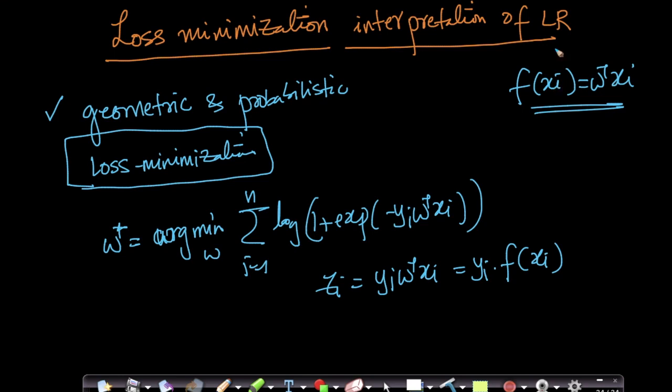Your classification function, the function that determines whether you're positive class or negative class, is nothing but w transpose xi. So some people write this as zi. Some people also write it as yi into f of xi, right? If they don't want to explicitly say it's logistic regression, it could be any function. For logistic regression, it happens to be w transpose xi. So this is our optimization problem, and we'll try to arrive at this from a completely different perspective called the loss minimization framework or the loss minimization interpretation.